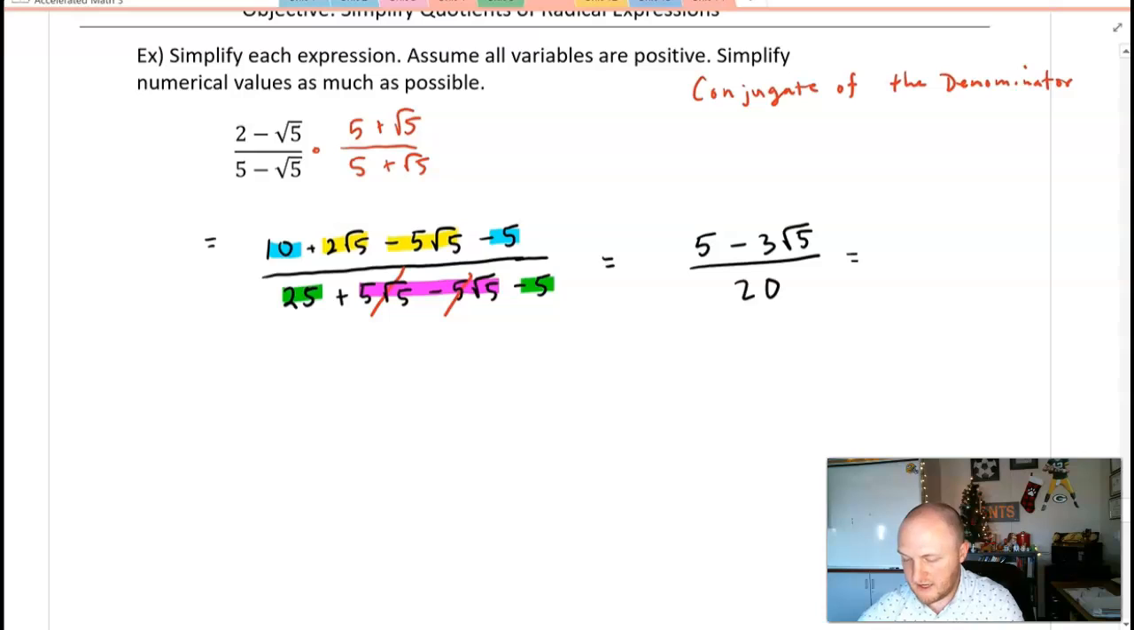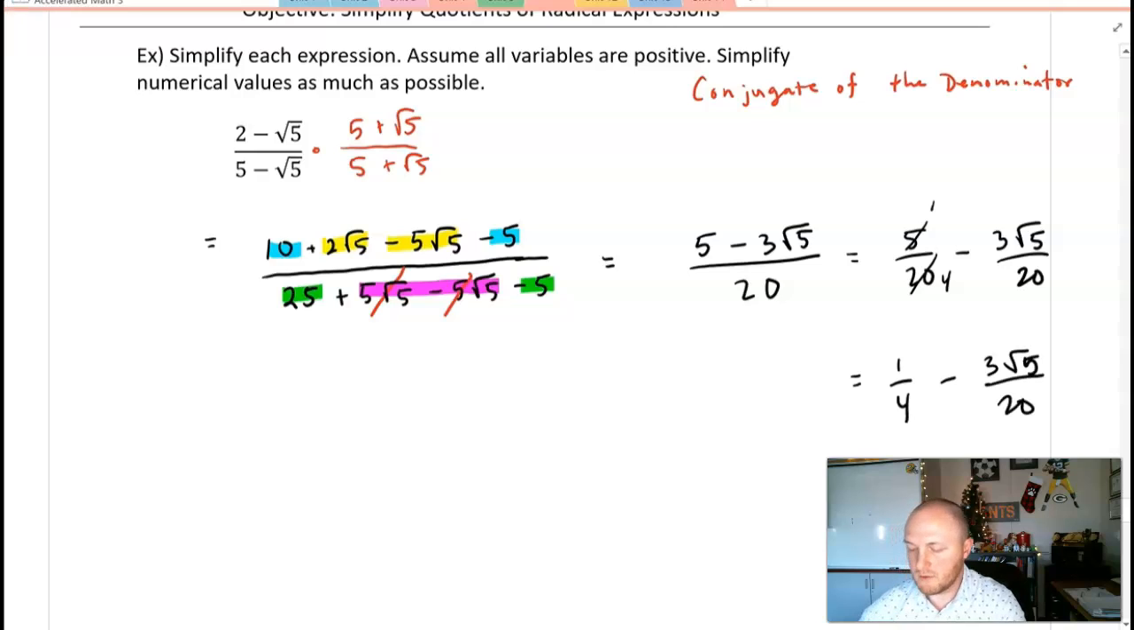So again, I can go ahead and divide each term by the denominator. And it looks like only one of them cancels this time. I'm going to reduce by 5. That'll be 1/4. So 1/4 minus 3 root 5 over 20. That's your answer.